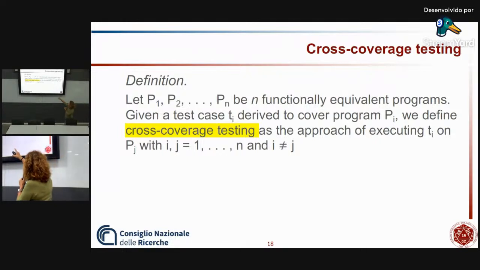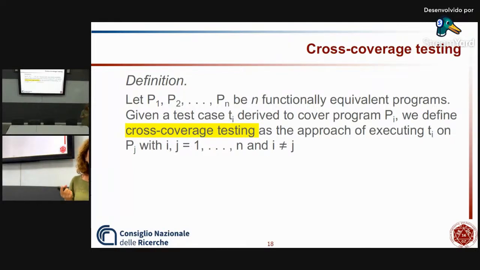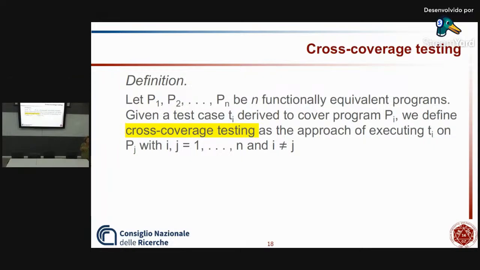If we have several programs, P1, P2, Pn, that are supposed to be functionally equivalent, then if we have a test case Ti that we derived, for instance, using EvoSuite to cover program Pi, cross-coverage testing consists of using this same test case Ti on the other program Pj, with j different from i. So cross-coverage means that I measure the coverage on a program, and then the same test case that I know increases the coverage of that program, I use to exercise the other program.